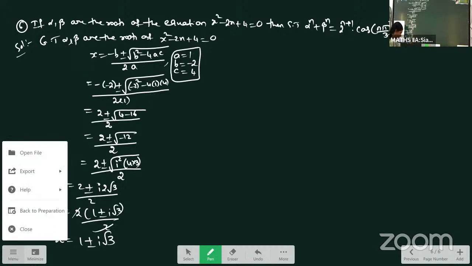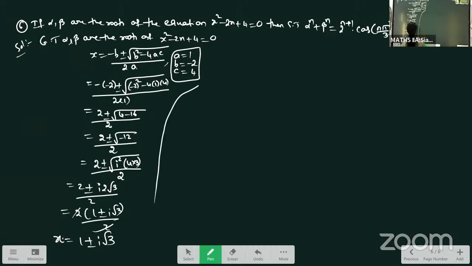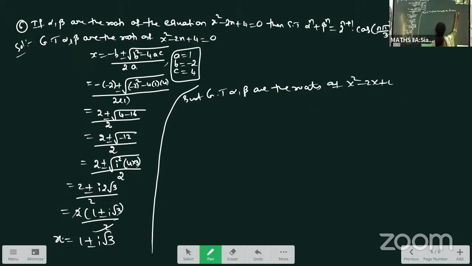But in the question, the roots of the equation are already given. What are the roots of the equation? Alpha and beta. So here what to do? Given that alpha, beta are the roots of x square minus 2x plus 4 is equal to 0. So let alpha is equal to 1 minus i root 3 and beta is equal to 1 plus i root 3. We want to find out alpha power n plus beta power n.